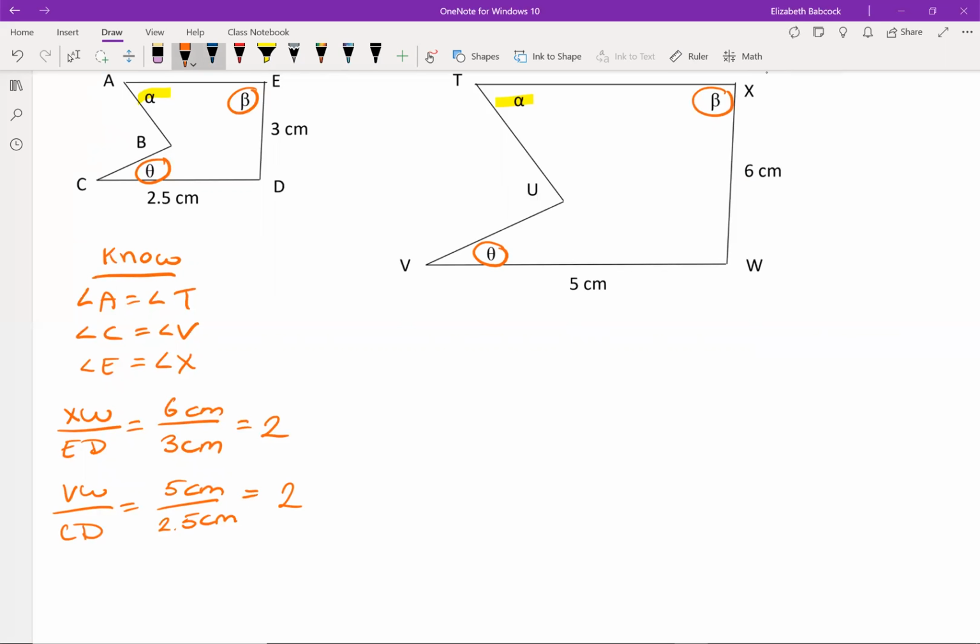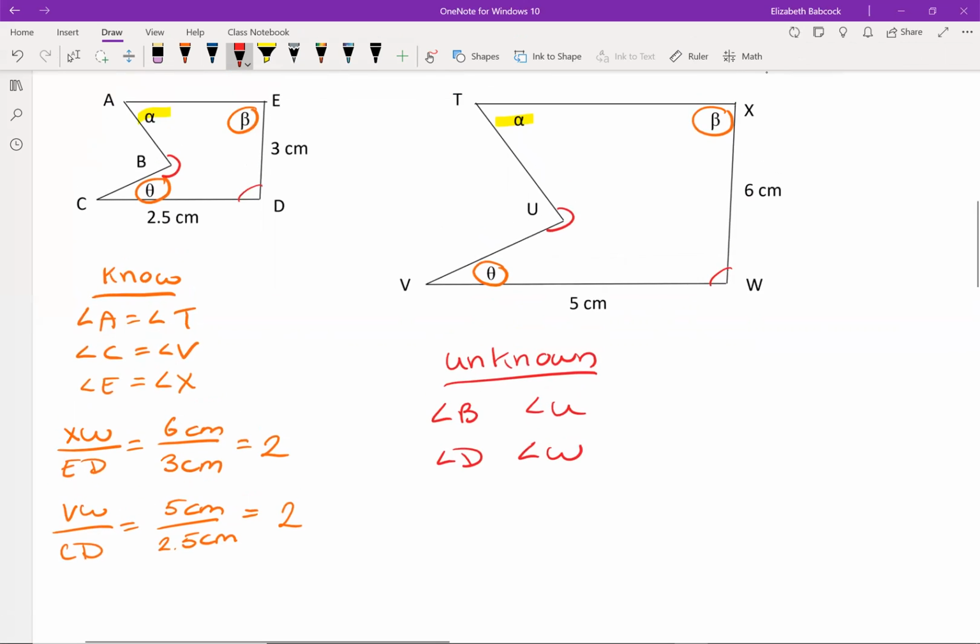We don't know angle B and angle U, so unknown: angle B, angle U, angle D, and angle W. We don't know those 4 angles. So we don't know if they're equal or not. They could be, they could not be. We don't know.